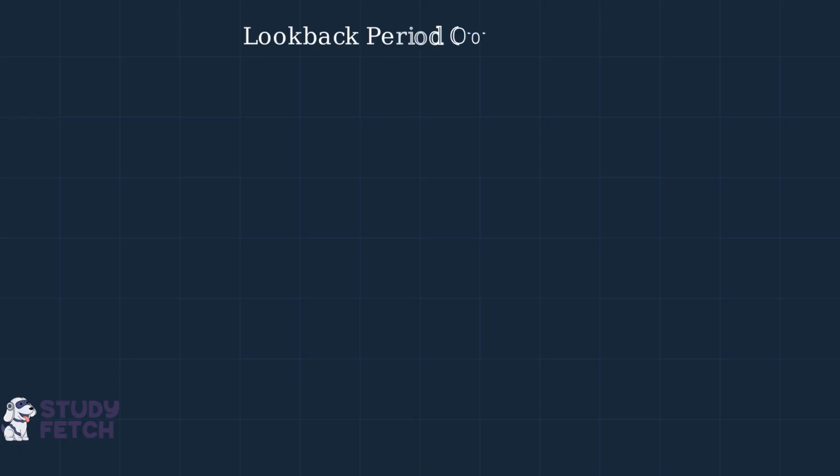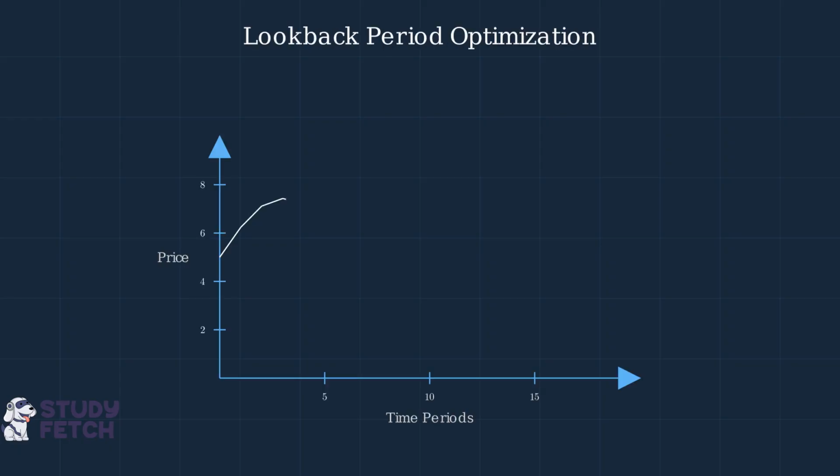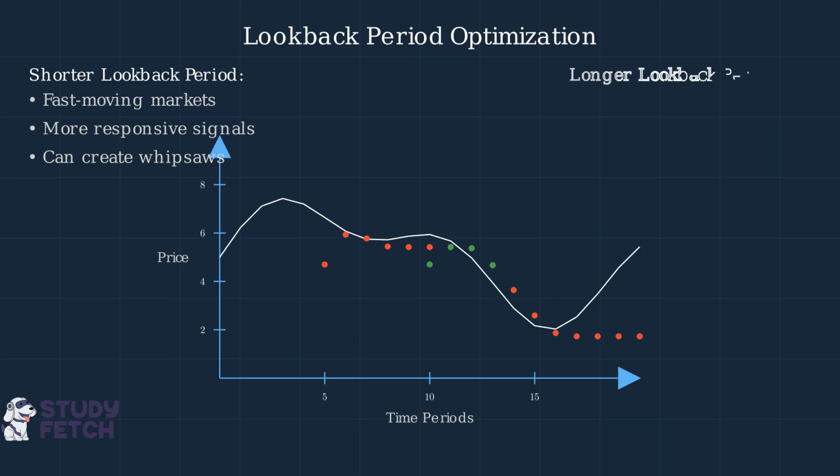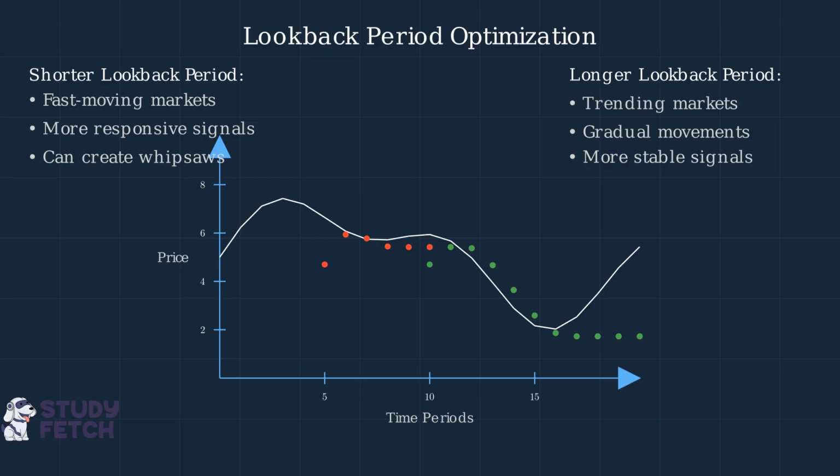The look-back period determines how many past bars are considered when calculating the Chande Kroll Stop. A shorter look-back period is more suitable for fast-moving markets. It provides more responsive signals but can create whipsaws during consolidation. A longer look-back period works better for trending markets with gradual movements. It provides more stable signals and fewer false exits.